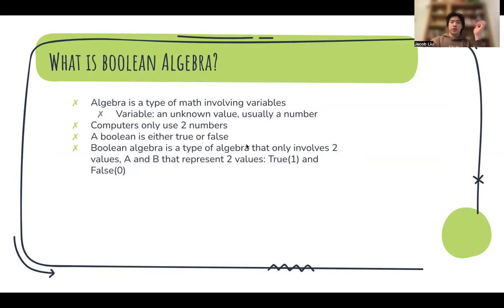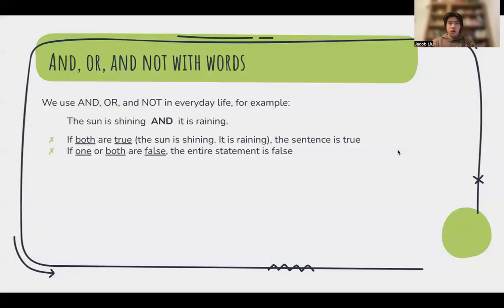Computers only use two numbers, true or false, 1 or 0, right? Like binary. And a Boolean is either true or false. So this means that Boolean algebra is a type of algebra that only involves two values. So what this means is that the variables can only hold either 1 or 0. Right. So there are three main Boolean algebra operators: and, or, and not.